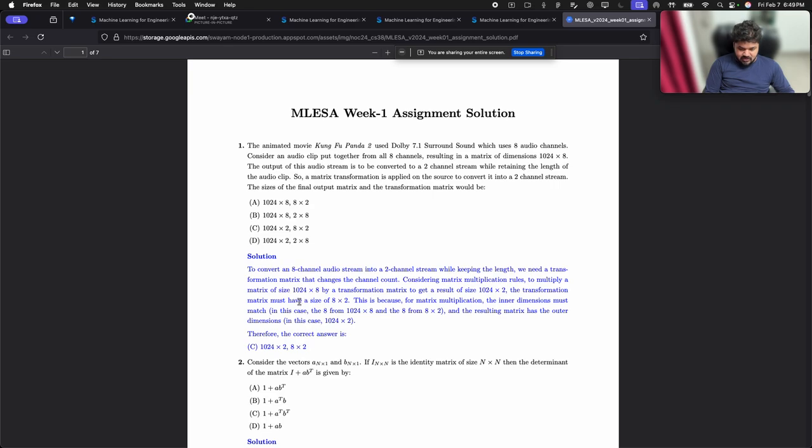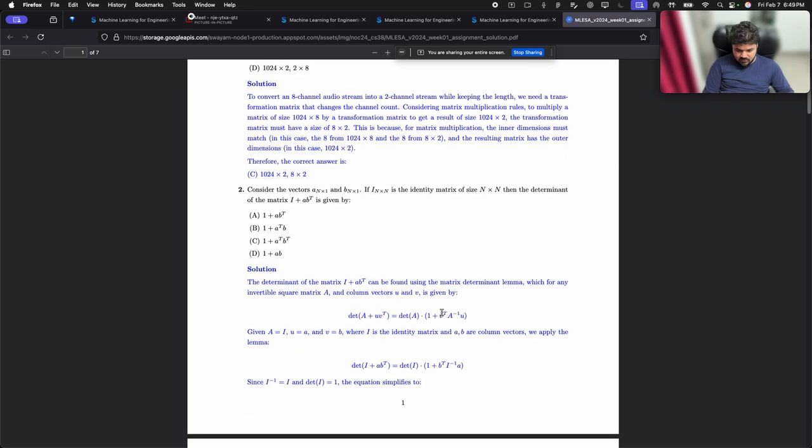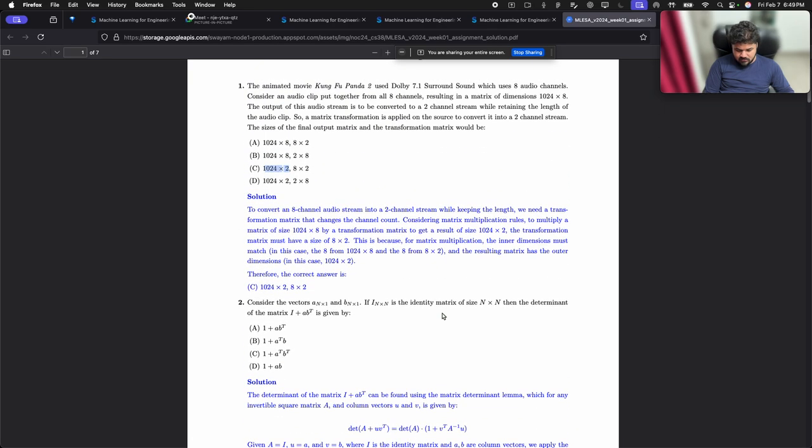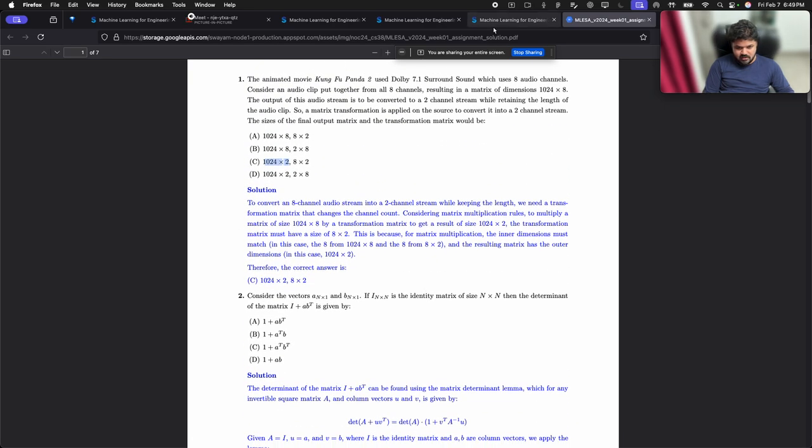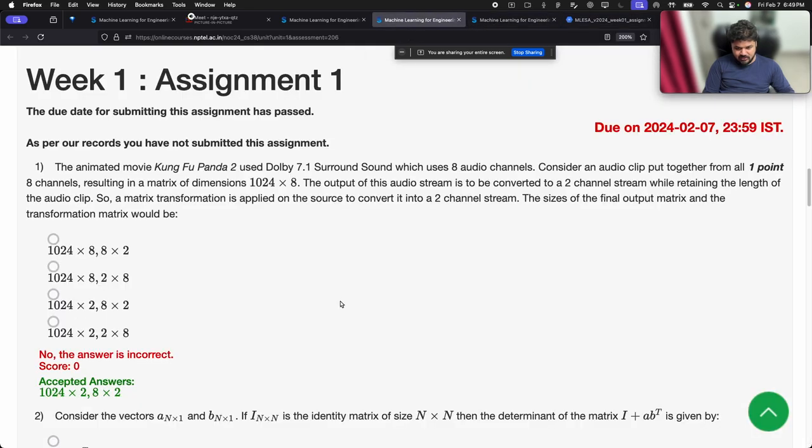So ultimately you have to multiply 1024 into 8 by a matrix to get this. So what you have to do is multiply 1024 into 8 into 2 to get 1024 into 2. So this is the size of the transformation matrix, and the final matrix will be of this size, correct? Okay, so this is about the matrix multiplication.